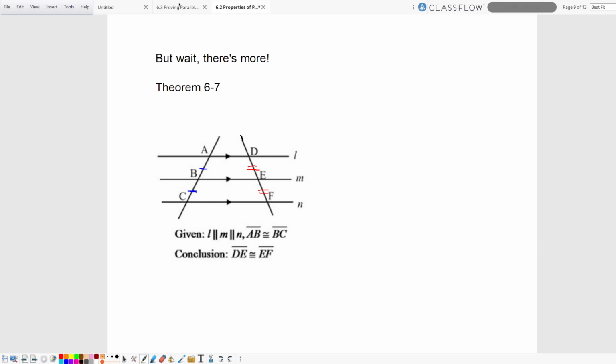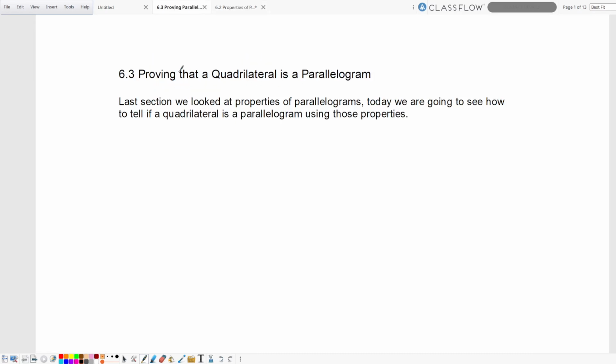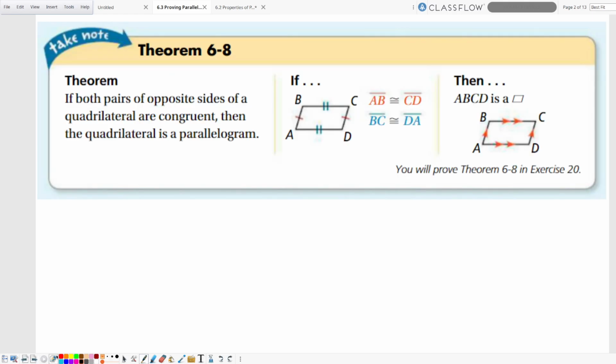I'm going to quickly go ahead and run through 6.3, because 6.3 is really just going reverse of 6.2. So 6.3 is saying proving that a quadrilateral is a parallelogram. So previously we had a parallelogram, in 6.3 we're going to try and prove that we have a parallelogram. So the very first way that you can prove that you have a parallelogram is that if both pairs of opposite sides are congruent, then it has to be a parallelogram. So if you have like BC and AD are the same, and AB and CD are the same, then that's a parallelogram.